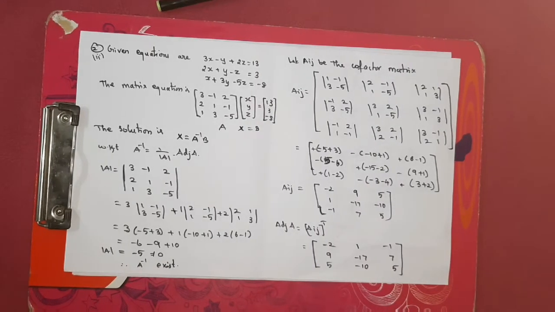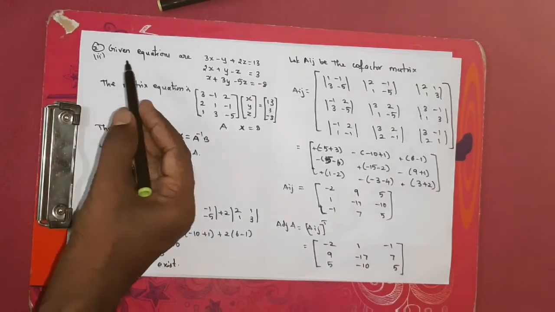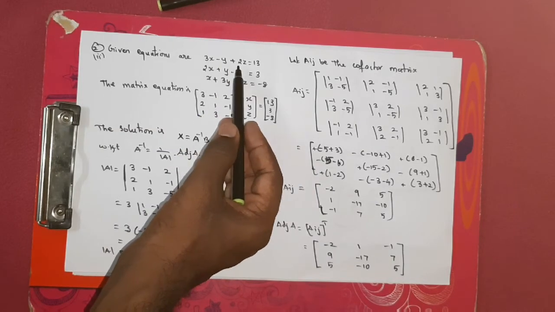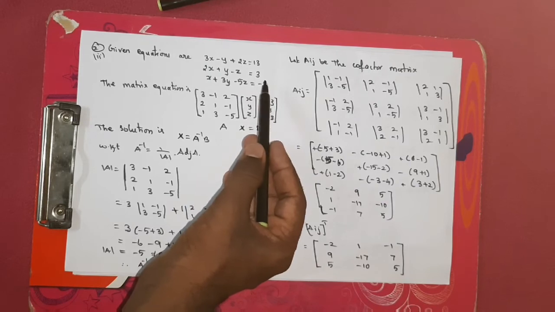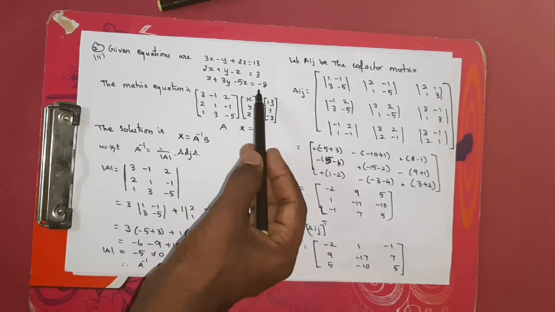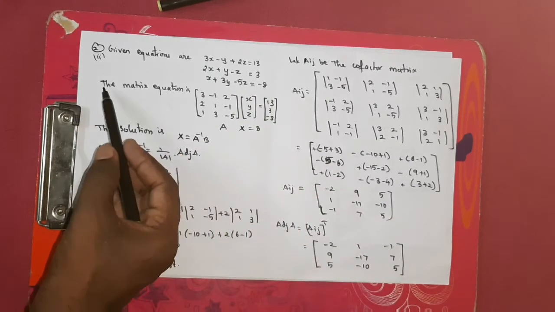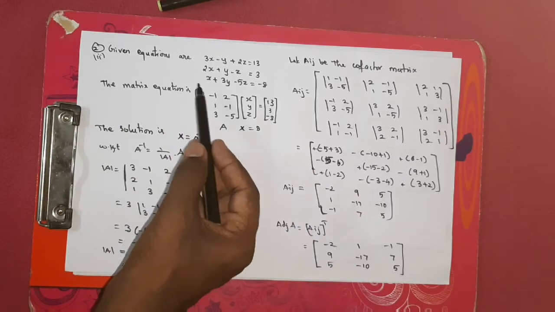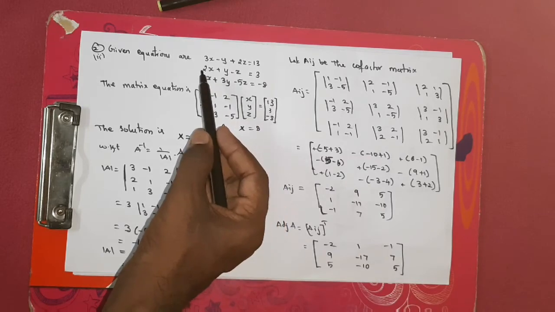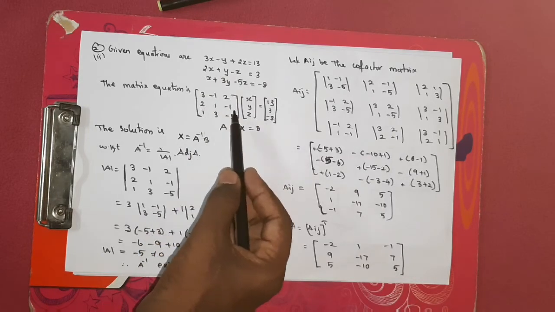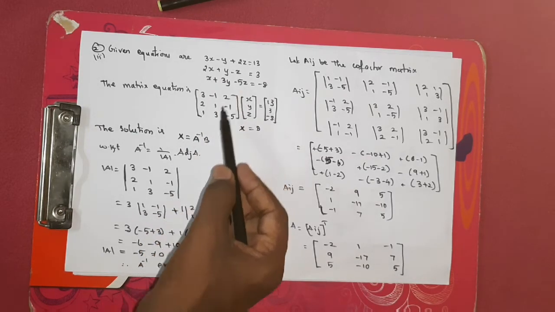Now we are going to see sum number 2, the second subdivision. So the given equations are 3x minus y plus 2z equal to 13, 2x plus y minus z equal to 3, and x plus 3y minus 5z equal to minus 8. So write the matrix equation from this. So draw the matrix and write 3, minus 1, 2 in the first row, and 2, 1, minus 1 in the second row, and 1, 3, minus 5 in the third row.